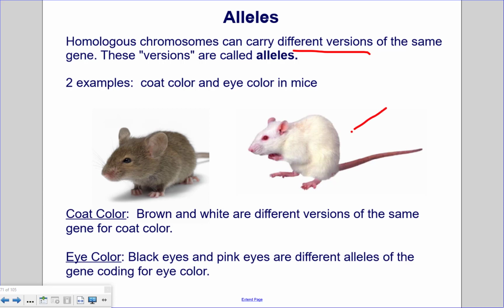In the case of the mouse on the right here, it is an albino mouse. Therefore, it has alleles that are mutated, and thereby produces no pigment, making it all white, and then the pink eyes are actually its blood vessels because it has no melanin in its eyes.